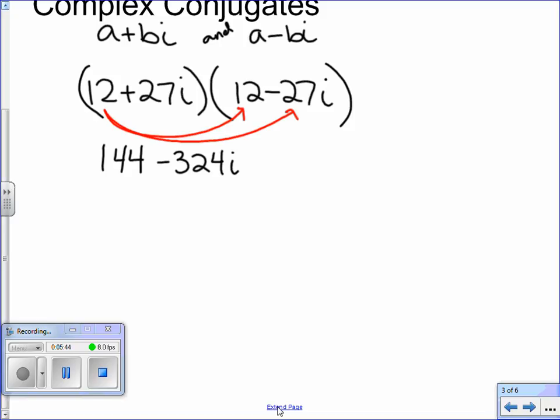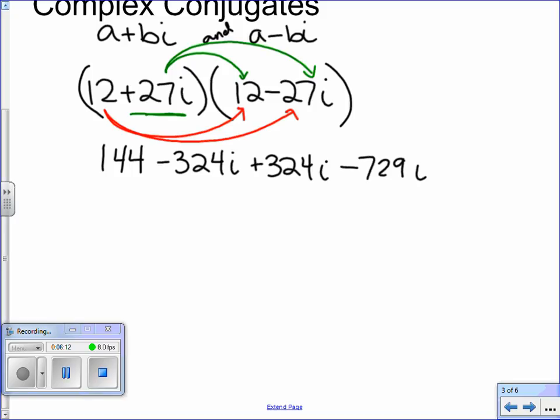And then we're going to go back and we're going to pick up this plus 27i and we're going to distribute. So when I do positive 27 times 12, I'm going to get plus 324, and that's also going to have an i with it. And then my final multiplication is positive 27i times negative 27i. So I get negative 729i squared. Okay, remember that last term when you do the distribution is going to have the i squared term.